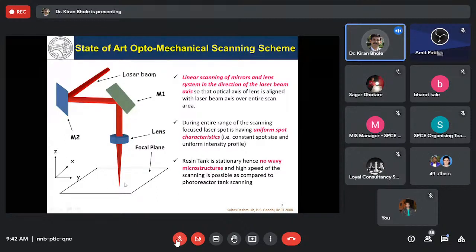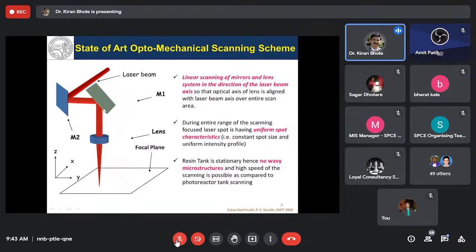Okay, so what we have discussed so far is that we have tilted the mirrors M1 and M2, and by tilting M1 and M2, we have got the X and Y scanning, right? So what is done in this state of the art on axis optomechanical scanning scheme is that for the y-axis scanning, this M1 and the focusing lens are moved together.